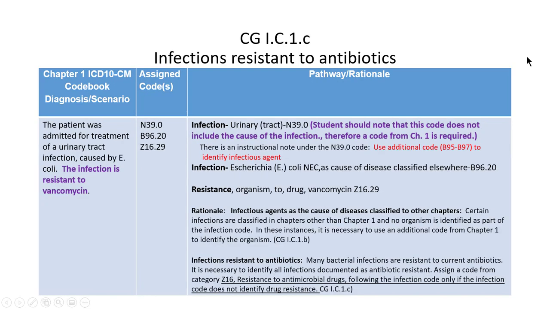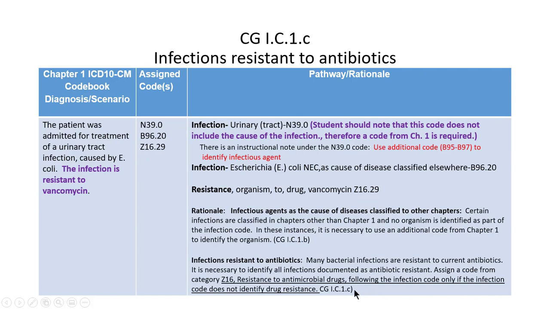There are infections that are resistant to antibiotics, and it's important that we code that because data is collected about just about anything in the medical field, and one of them is resistance to the antibiotics we currently have to use. I used the same scenario where the patient was admitted for treatment of a UTI caused by E. coli, and then the doctor adds the infection is resistant to vancomycin. There is an entry in the index under resistance organism to drug vancomycin. So this would be one of our codes.